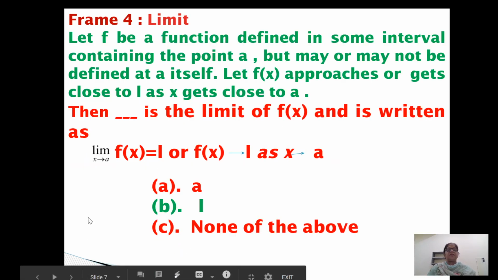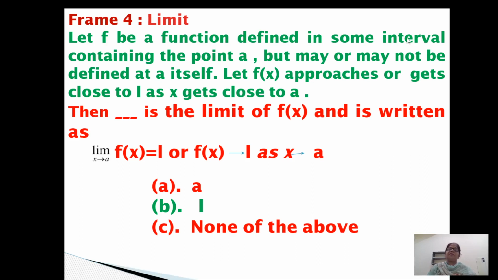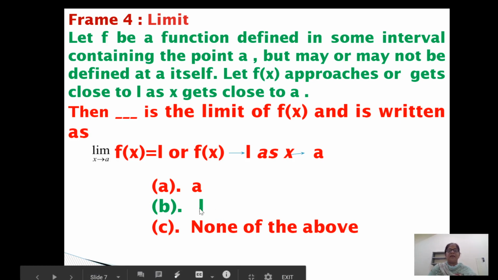Now come to the next slide. Now I am going to define the limit where the function is defined in some interval containing that point, but may or may not be defined at the point itself. Let f of x approach or get close to L as x gets close to a. That means the limit of f of x is L, or f of x tends to L as x tends to a. It means L is the limit of f of x, and it is written as limit of f of x is equal to L.